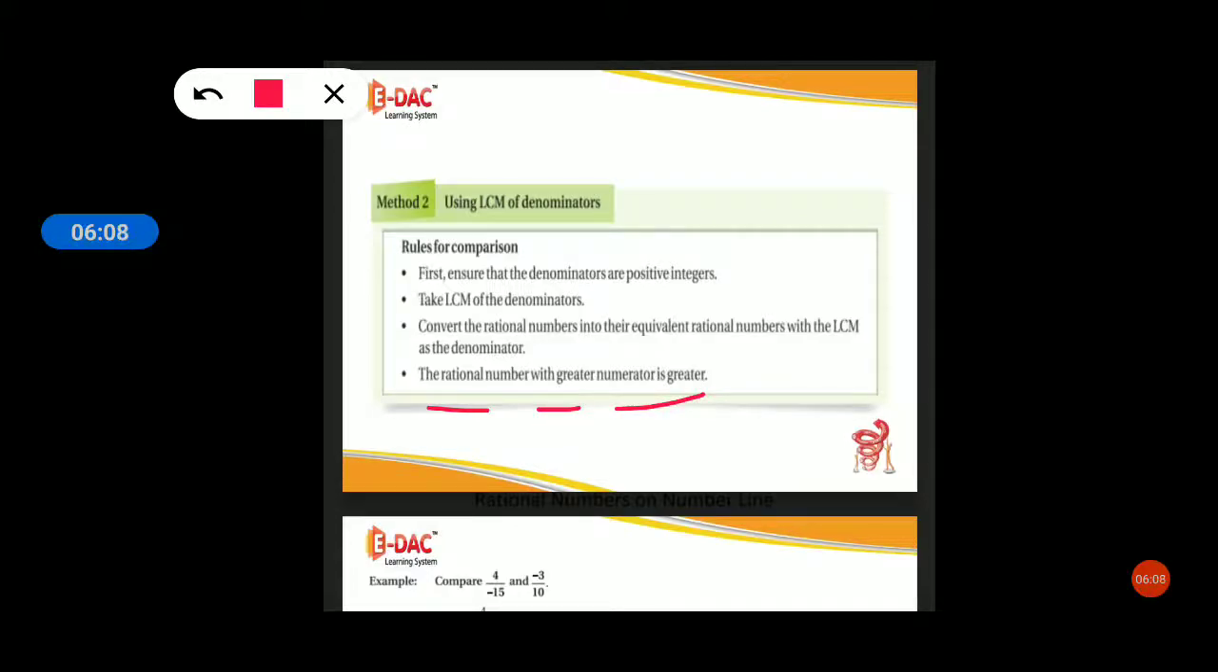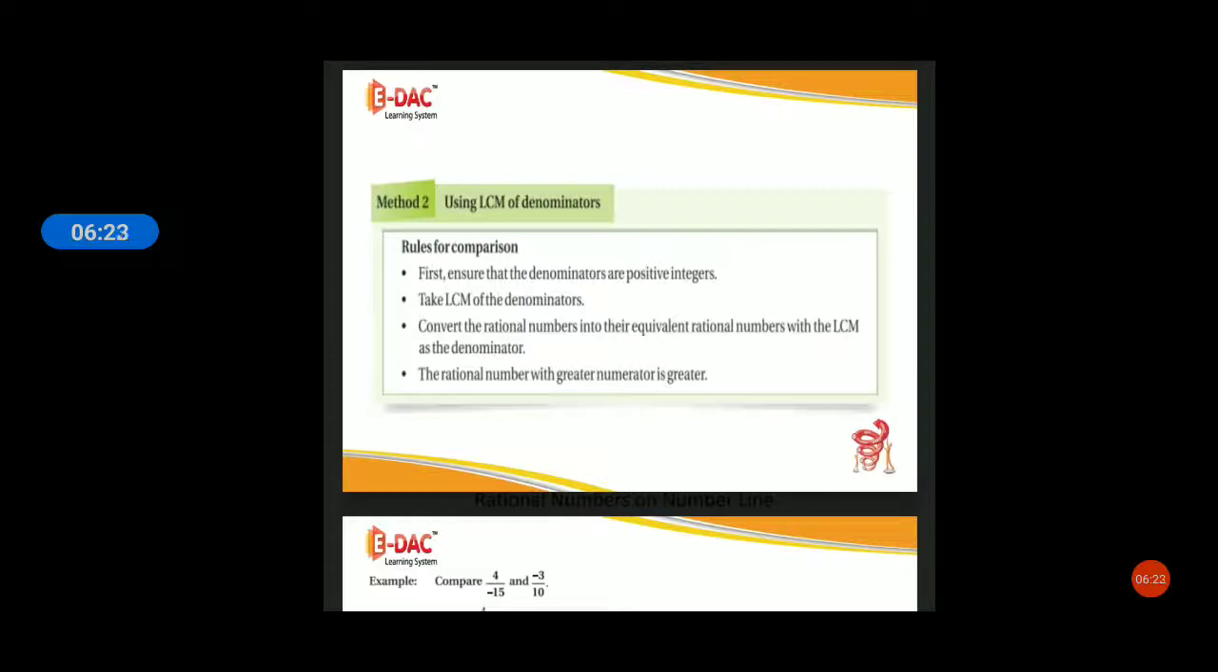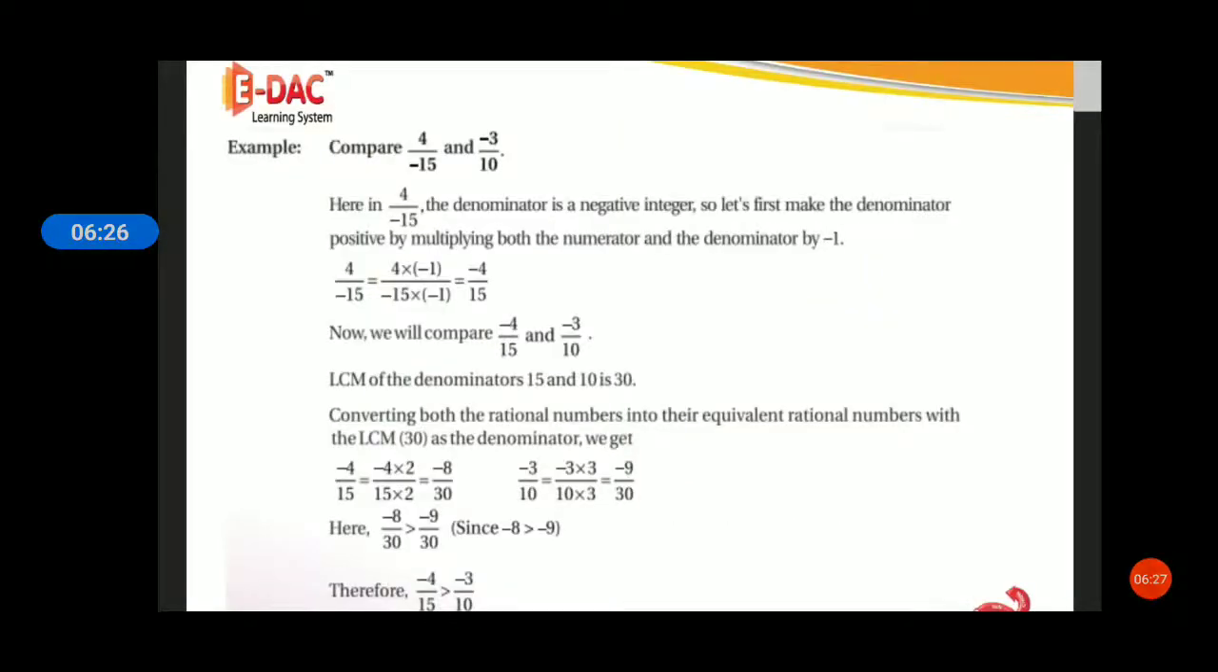If I am having here the greater numerator, sorry, 36 by 30. Okay, here in this, which number has the greater numerator? This has the greater numerator. Therefore, this is the greatest number. That's what they are saying. Okay, we will see the example. Now see the example here.